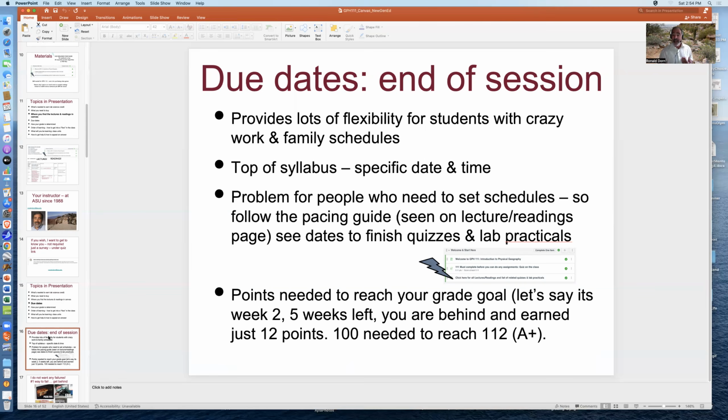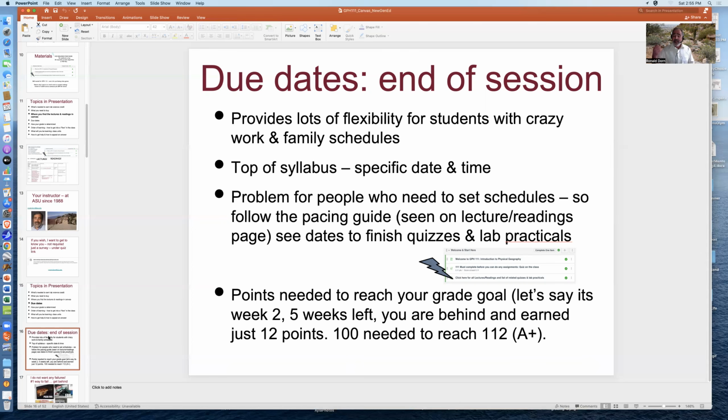But there is a drop-dead due date, and you'll find it at the top of the syllabus link in Canvas. It lists a specific date and time that's basically at the end of the session. No more assignments will count for your grade after that date and time. So this creates a problem for some people who need set schedules. If you need to set schedules, follow the pacing guide that I showed you on the lecture and readings page. But let's say you get behind.